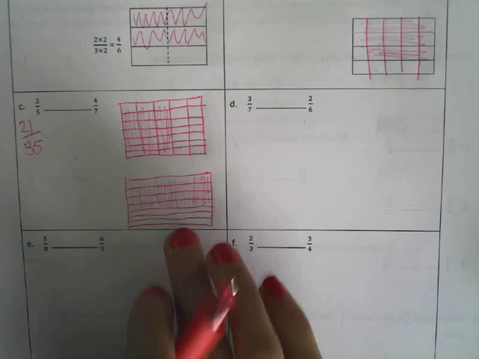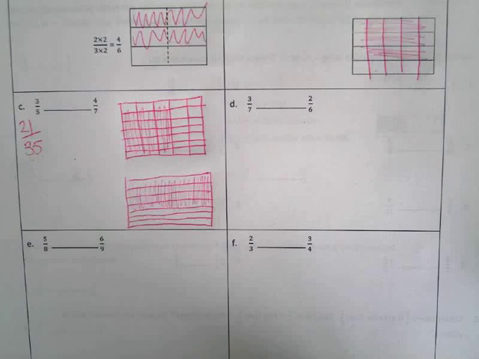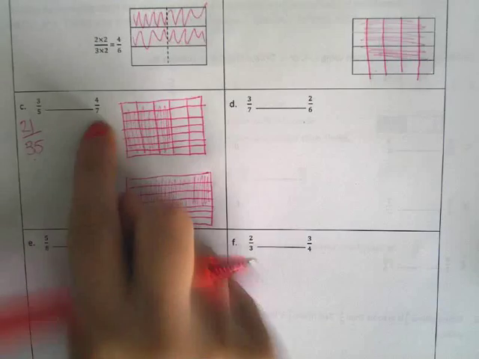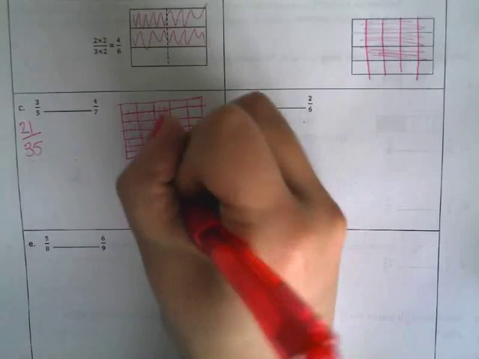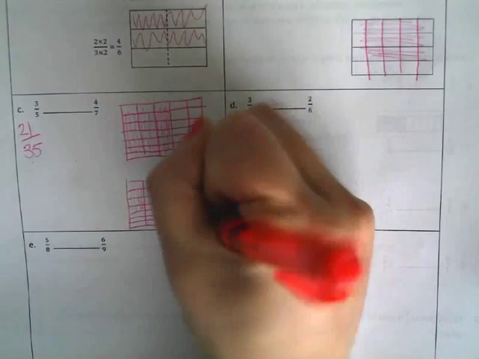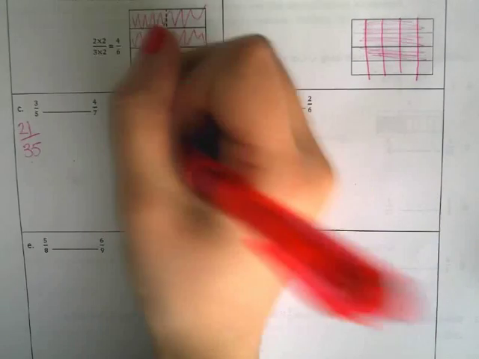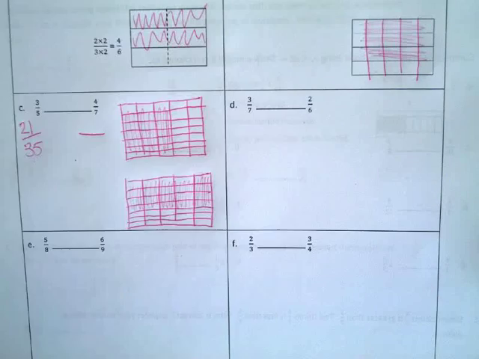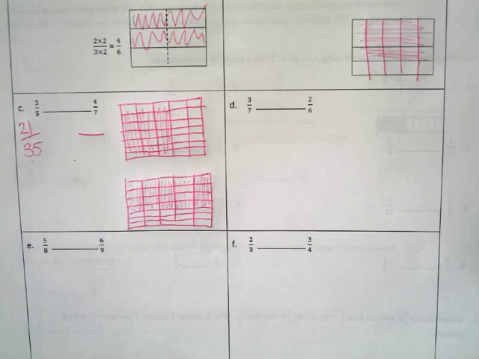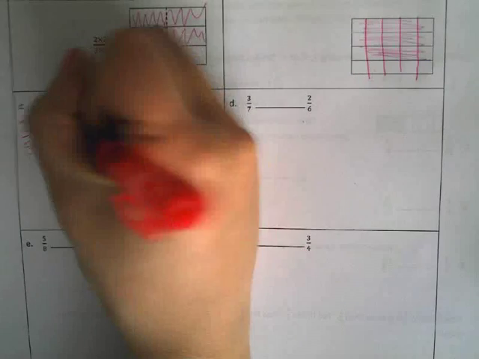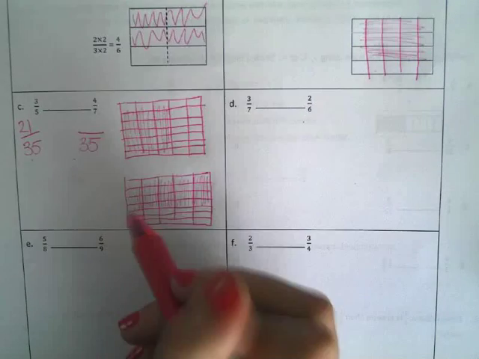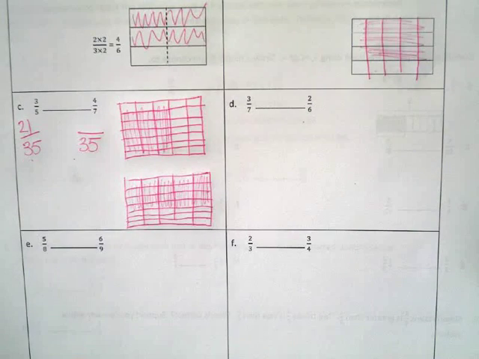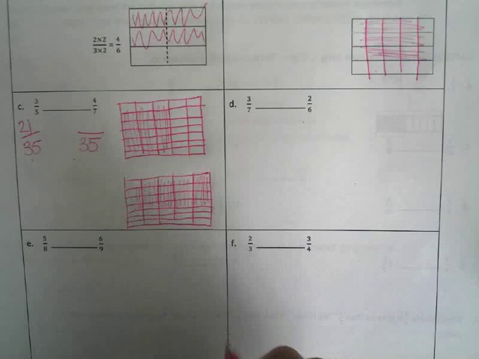All right, so this one we need to cut into how many pieces? 5, opposite. This we had it in 7, so now we need to cut it into fifths. So 1, 2, 3, 4, 5. How many pieces do we have all together? 35. And how many shaded in pieces do I have? 20. How did you get that so fast, Abby?